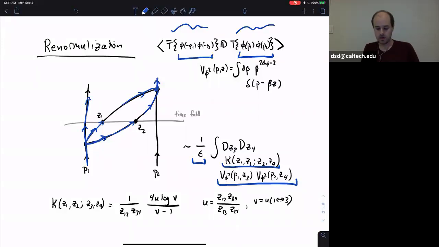The kernel you can think of as being like a correlation function on the celestial sphere, and so it's natural to write it in terms of conformal cross ratios, and it has this form. So it's some combination of cross ratios, U and V. This kernel gives rise to the anomalous spin of this detector.